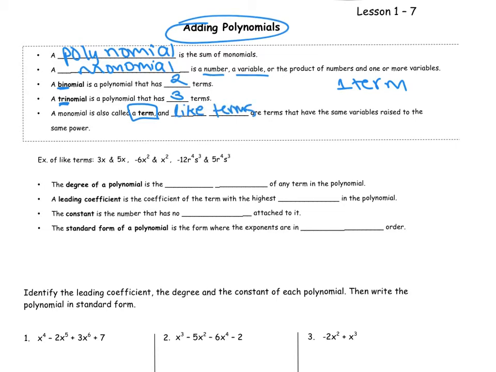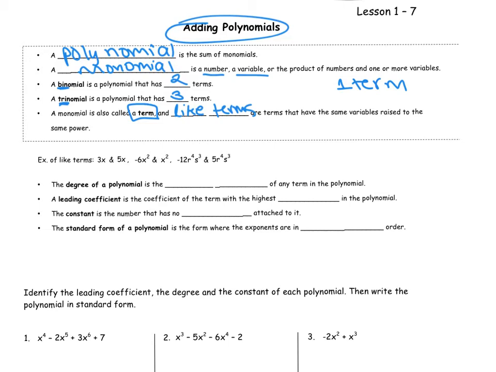This is important. We need to know the difference between a monomial, binomial, and trinomial. Think about it like in social studies. I don't know if you've learned this yet, but mono means one. If you are monotheistic, you believe in one God. If you're polytheistic, you believe in many gods. So just another way to remember it. You'll probably learn that in social studies.